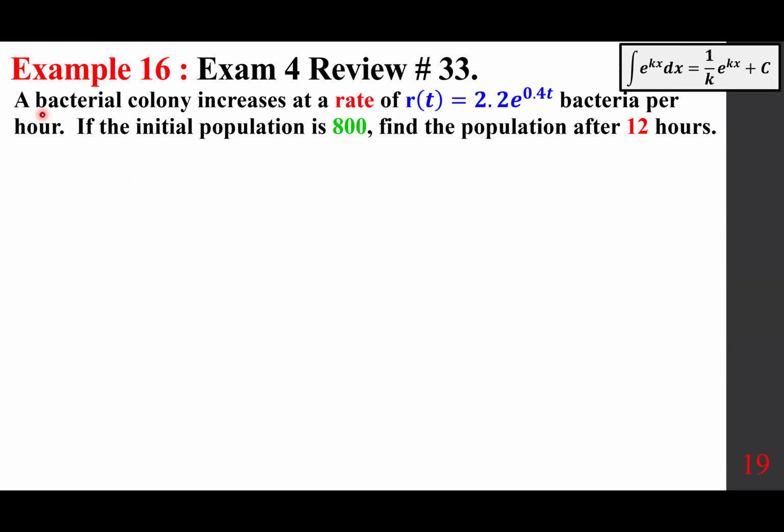A bacteria colony increases at the rate of R of t equals 2.2 e to the power 0.4 t bacteria per hour. If the initial population is 800, find the population after 12 hours.